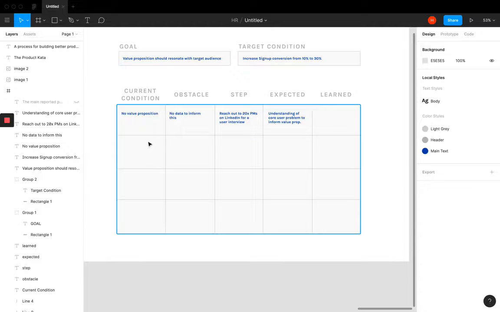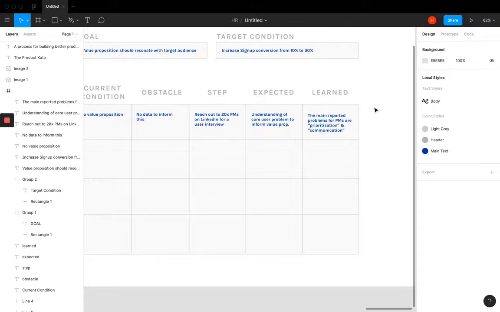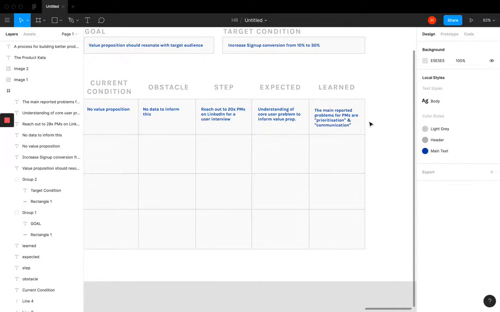Now, once we've defined these things, we then go and execute on this step and see whether we achieve the expected outcome. In the learning column, we would then obviously include what we learned from this. So considering we reached out to 20 PMs on LinkedIn for a user interview, we expected to understand the core user problem, did that happen? And we said yes. We got 5 user interviews, and the main problems reported were related to prioritization and communication.